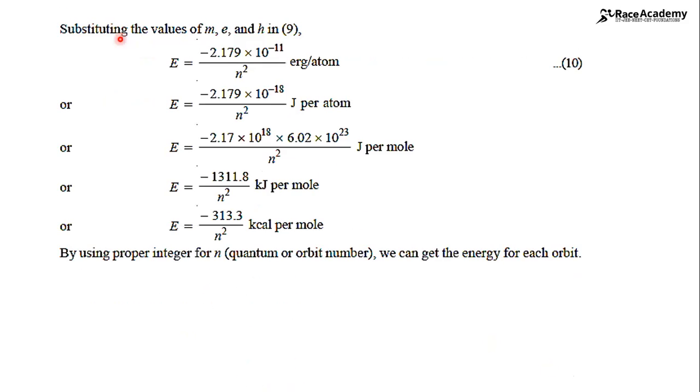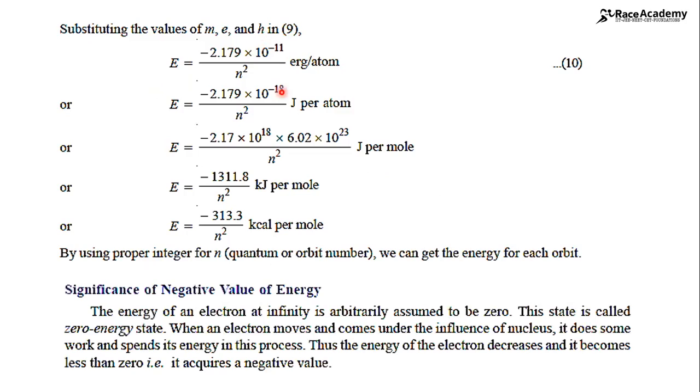So substituting all these things, m, e, h and all, in the ninth equation, the energy value is given in erg per atom, joule per atom, joule per mole, kilojoule per mole, kilocalories per mole, and even electron volts per mole also. So these are the values we have to remember from the examination point of view.